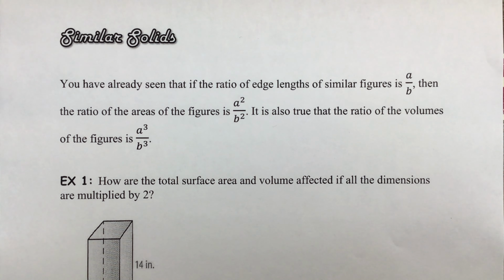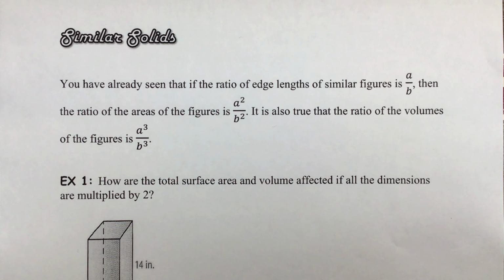Similar solids. You've already seen that if the ratio of edge lengths of similar figures is a to b, then the ratio of areas of the figures will be a squared to b squared. Therefore, the one-dimensional ratio will get raised to the second power to compare areas. Or you can even refer to it as the scale factor getting raised to the second power. It is also true that the ratio of volumes of the figures will be a cubed to b cubed.